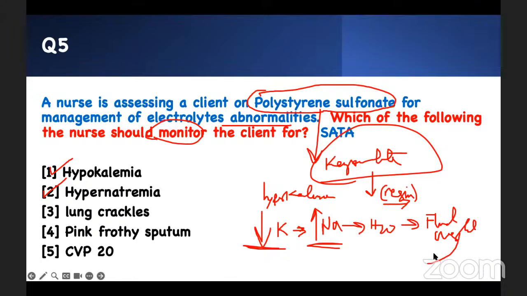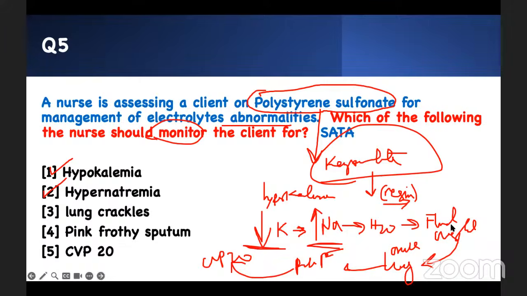Fluid overload will present in which form? You get into your lung, you get lung crackles. You get pink, frothy sputum, right? And your central venous pressure goes up. You don't have to memorize content. You got to take the concept and extrapolate. If I have too much sodium, it's like I'm in CHF. I'm going to hold on to my water. If I hold on to my water, I get fluid overload.